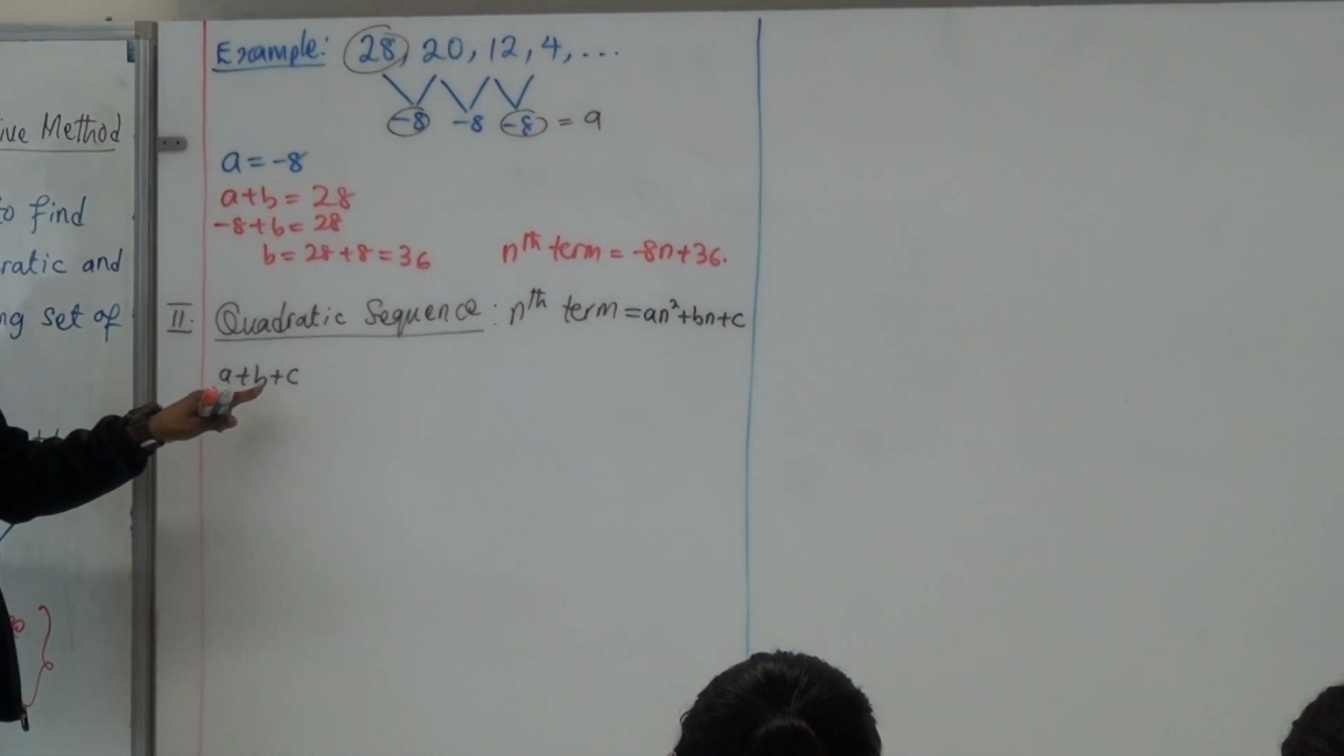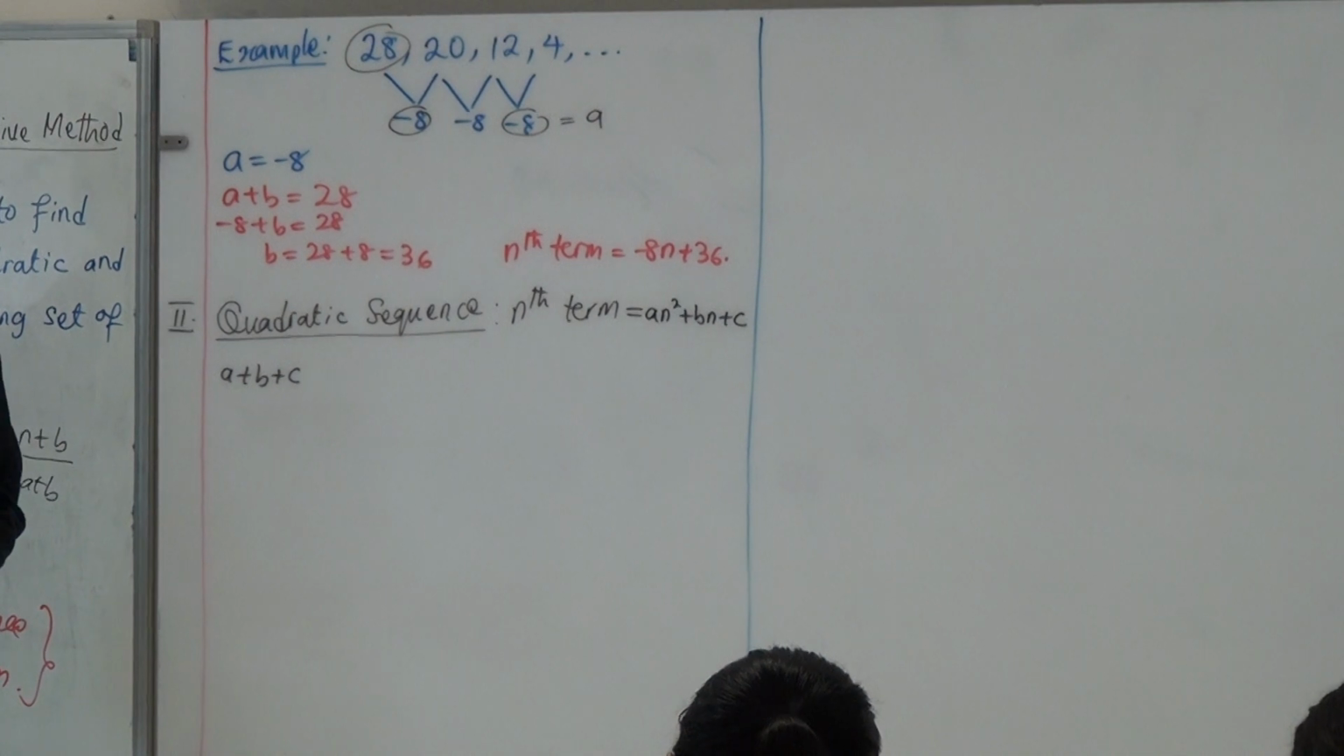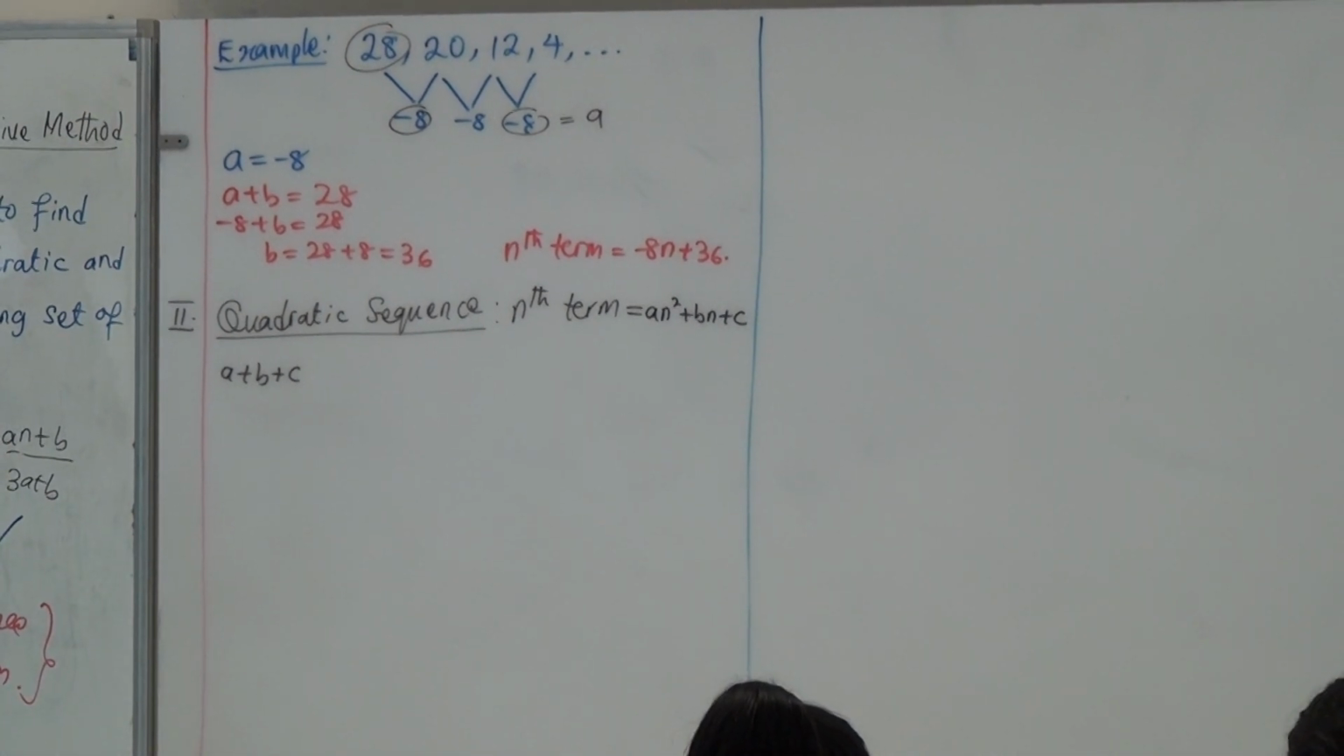How did they get A plus B plus C as the first term? That's my question. Is the sequence?